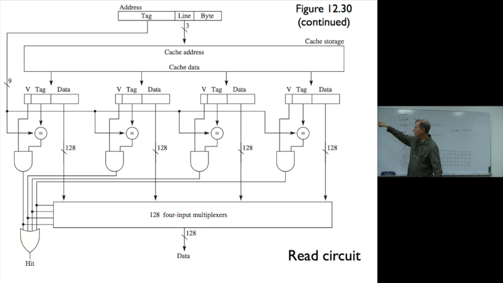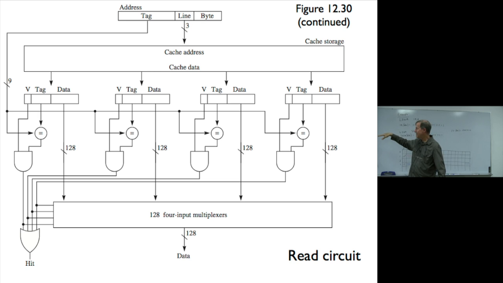So then, those 9 lines that are coming from the tag field are going into, now what is this circle with an equals? What do you suppose that is? That's a comparator. Do you remember in the lab, we did a lab with comparators? And do you remember there was an A less than B and an A equals B and an A greater than B output for a comparator? So that's just a comparator whose output is 1 if they're equal. And so what is it comparing? It's comparing the tag field from the address with the tag field from the cache. 4 of them, all at the same time.